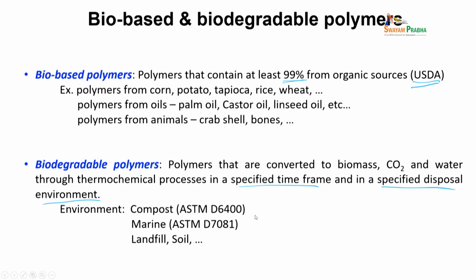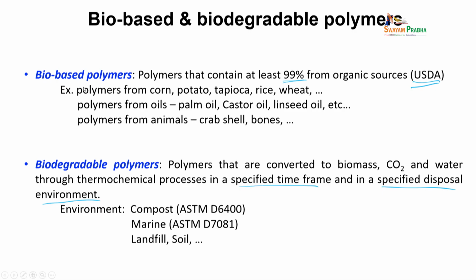So what do I mean by environment? This environment may mean many things. It could be a composting condition as per the ASTM D6400 standard, the American Society for Testing of Materials standard. Or it could be a marine situation, disposed in oceanic conditions, or in landfill or soil. Under one of these conditions, we ask whether a given polymer is able to degrade in a given time frame. When I say degrade, I mean it has to convert into carbon dioxide, water, and biomass.